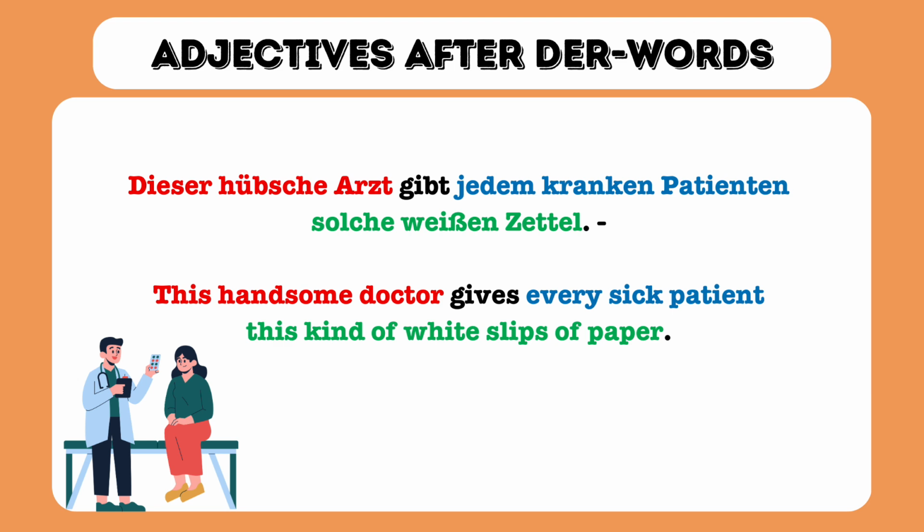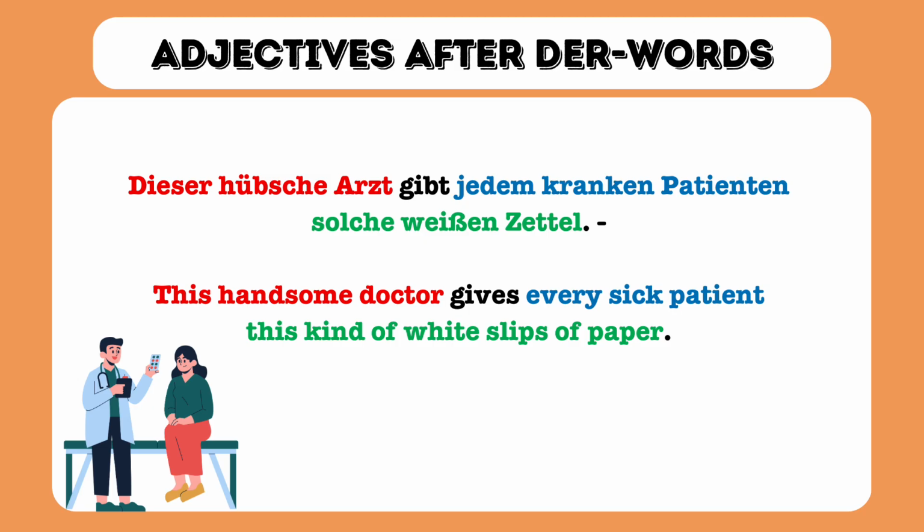Dieser hübsche Arzt gibt jedem kranken Patienten solche weißen Zettel. This handsome doctor gives every sick patient this kind of white slips of paper. In the nominative case here, we have dieser hübsche Arzt. The doctor here is our subject. He's the one that's giving something. That makes it masculine and nominative, so we have an R at the end of the article and an E at the end of the adjective.